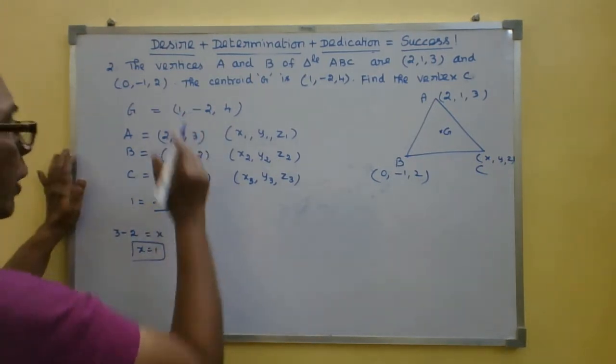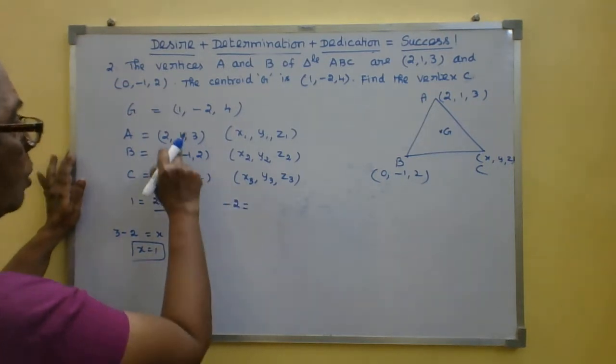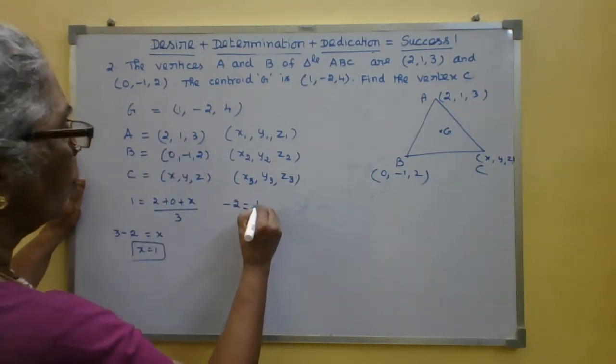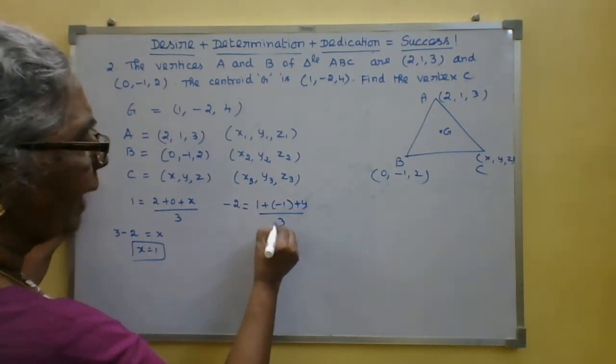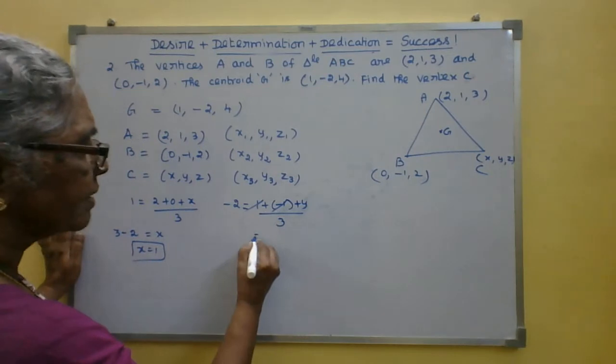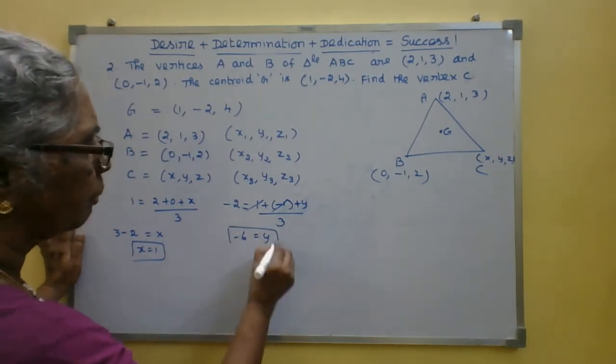Similarly, come to the y coordinate. Minus 2 is equal to, see the y coordinate here, (1 plus minus 1 plus y) by 3. This and this will go. So you will straight away get y is equal to minus 6.